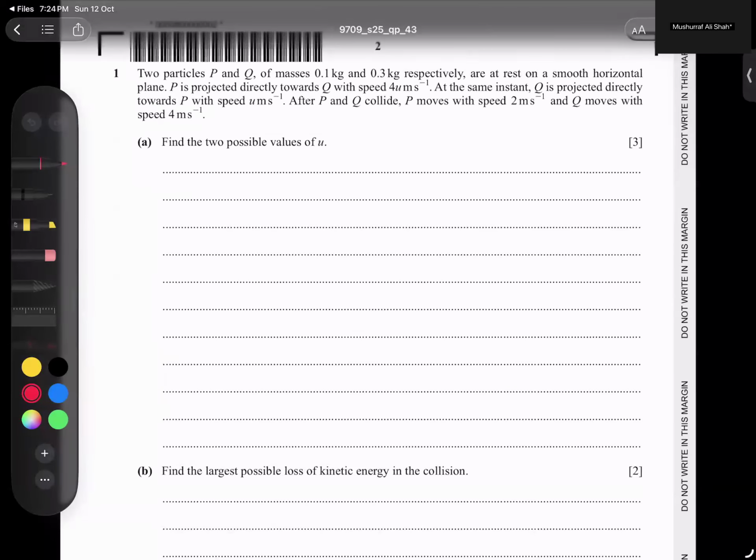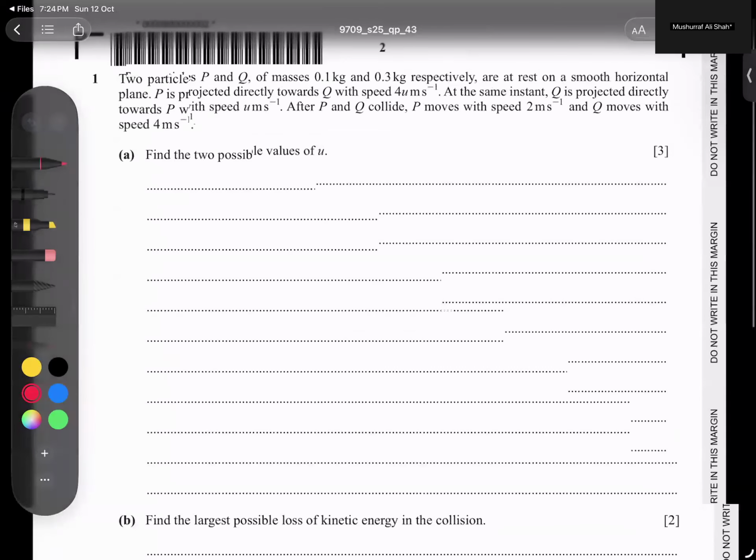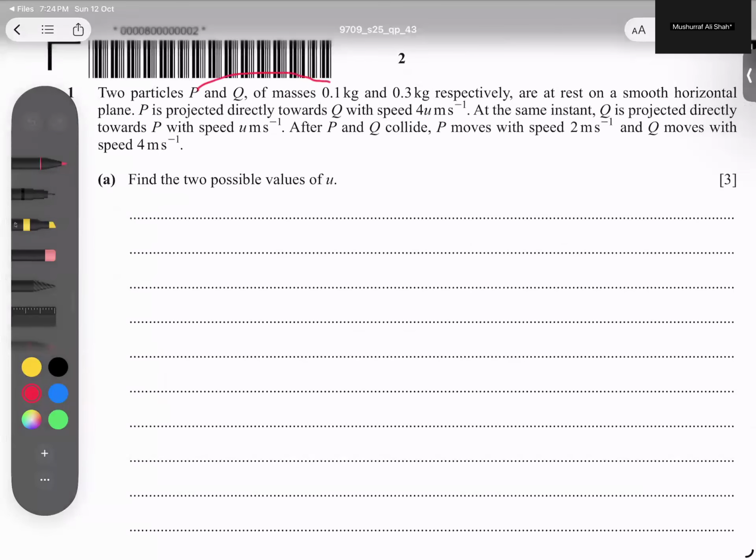He mentioned here two particles, P and Q. P's mass is 0.1 and Q's mass is 0.3. They are at rest on a smooth surface, meaning no friction at all. P is projected towards Q with a speed of 4u. Okay, I think I have to start some work like this. So before collision, and then naturally after collision.